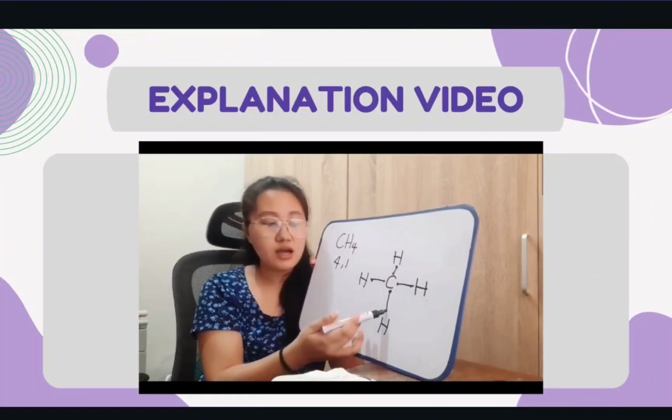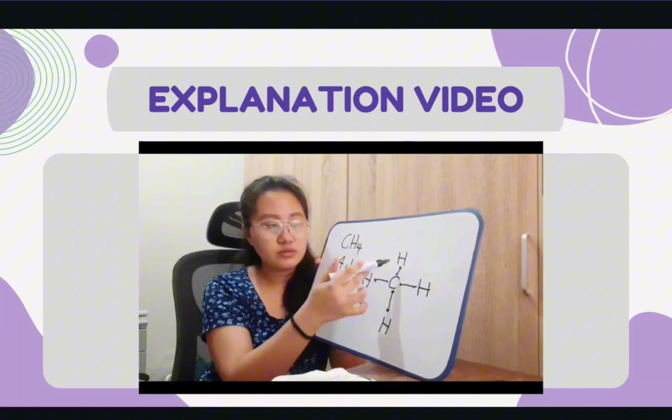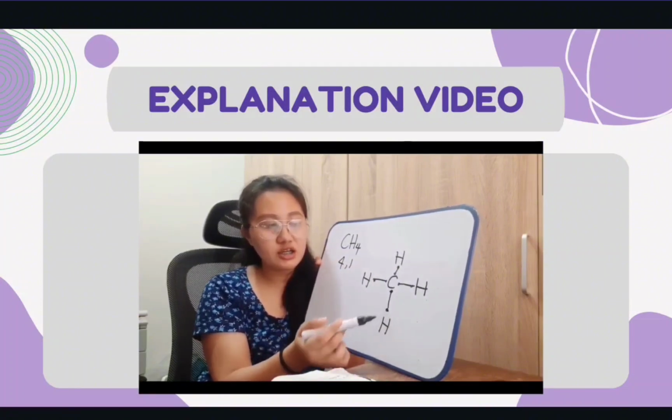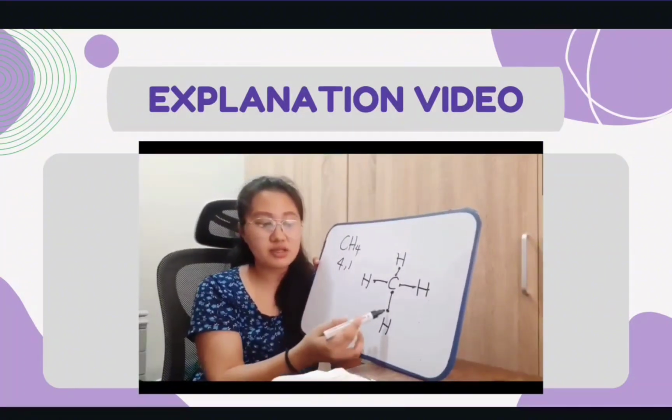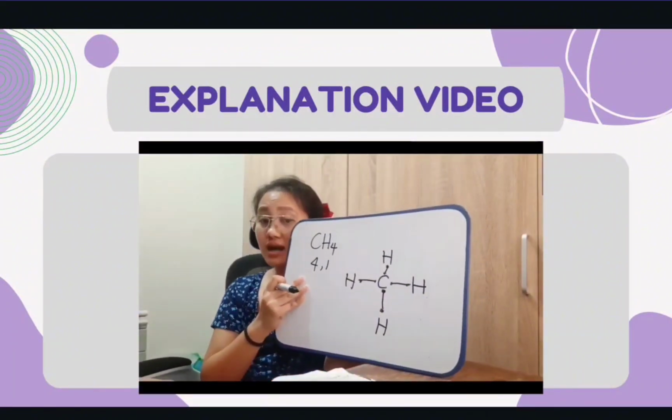And yung hydrogen, sadya namang, ayan, 1, 2. Pag binilang din natin siya, meron din sa hydrogen. Ang hydrogen naman ay isa lang ang valence electron. Kung mapapansin ninyo, they are symmetrical.